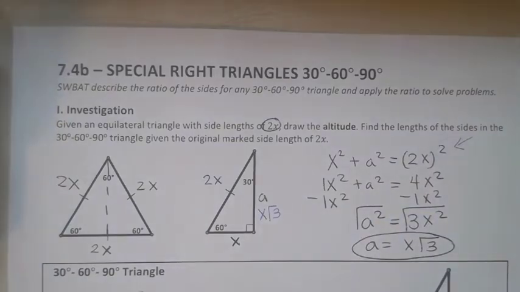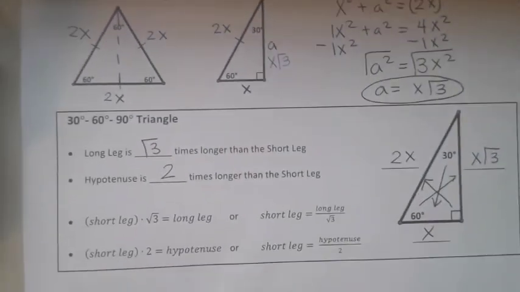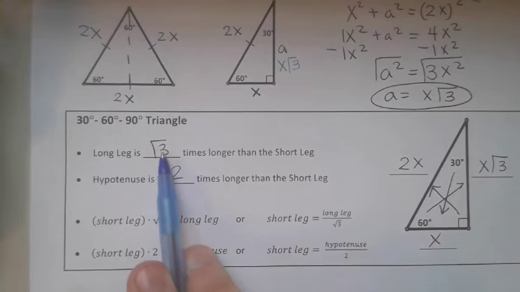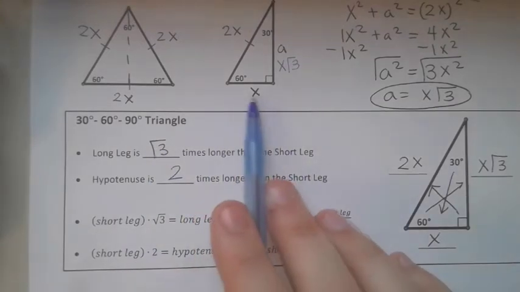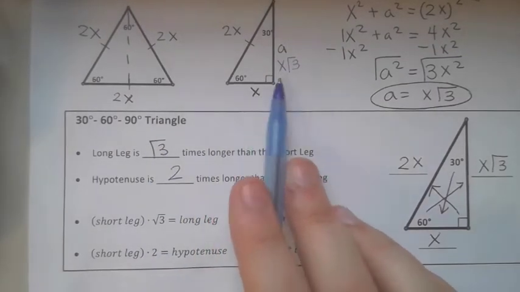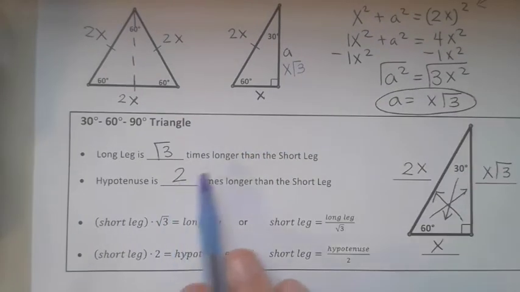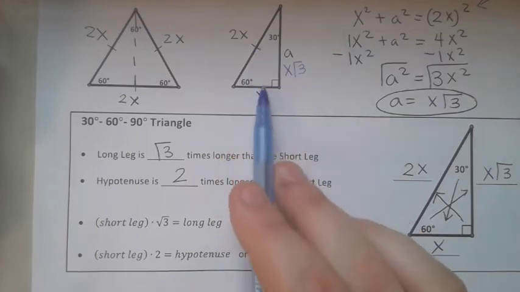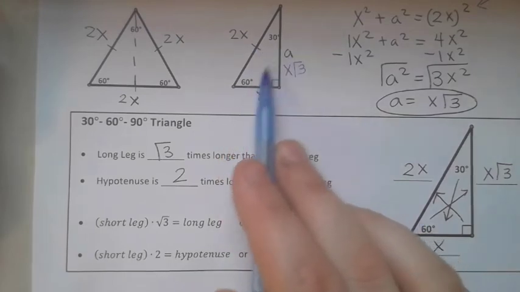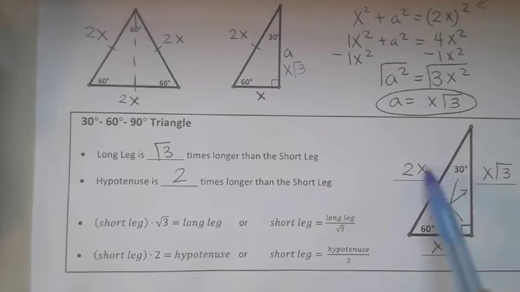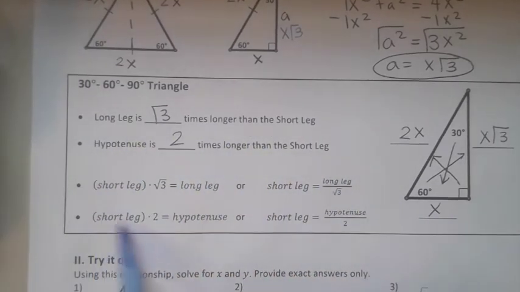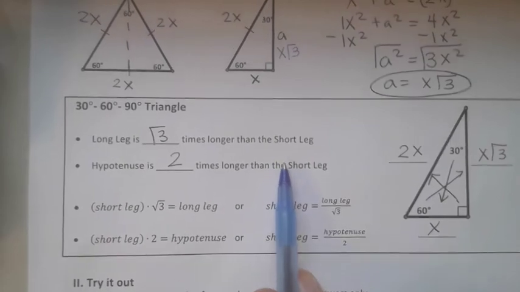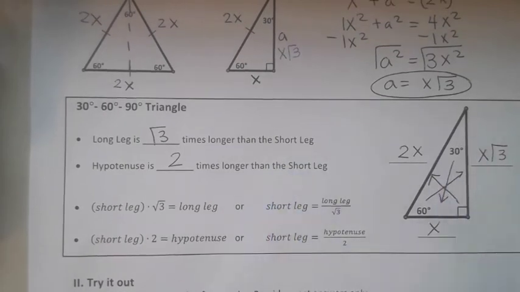So what this means, the long leg is square root of 3 times longer than the short leg. Let's say this was 5 square root of 3. The hypotenuse is always double, or 2 times longer than the short leg. Notice the short leg is opposite 30. The long leg is opposite 60, just like in this picture here. I also include some information here as well. So we'll be investigating both these triangles. What we're going to see now is how the problems look when we're trying to solve for the missing part.